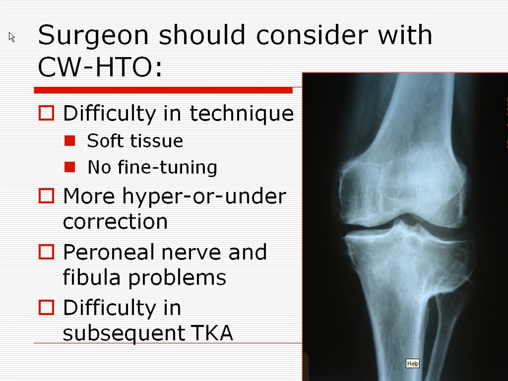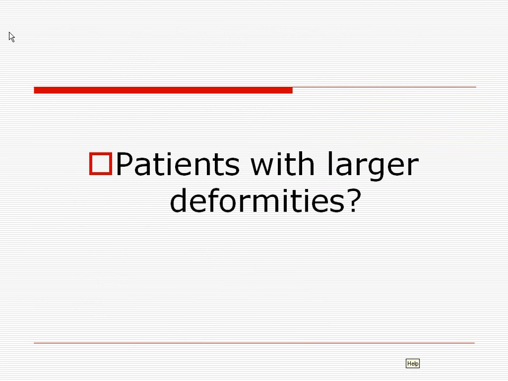A surgeon who chooses the closed wedge technique should also consider difficulty in technique. It's more difficult than the open wedge technique. Fine tuning during the operation is not possible. You get more hyper- and under-corrections. You should deal with the fibula, and you may get some peroneal nerve problems, and related to the changes in the proximal tibial geometry, you may get some problems during subsequent total knee arthroplasty.